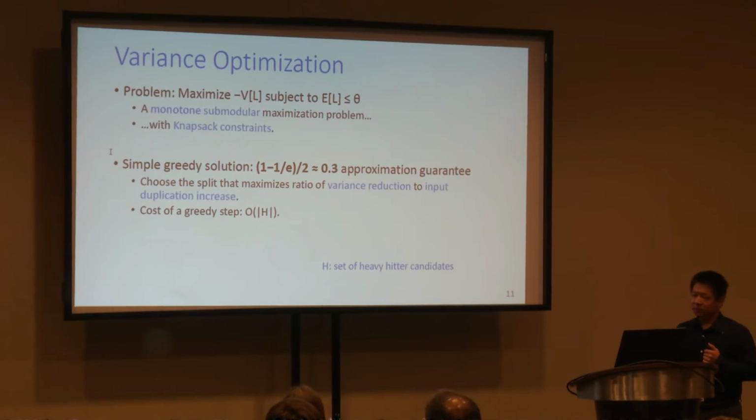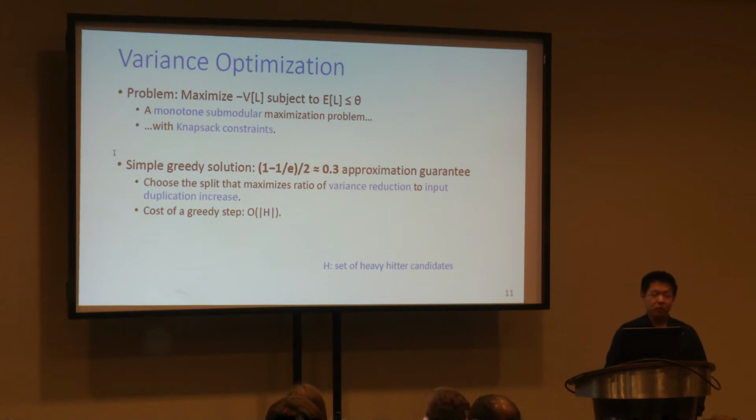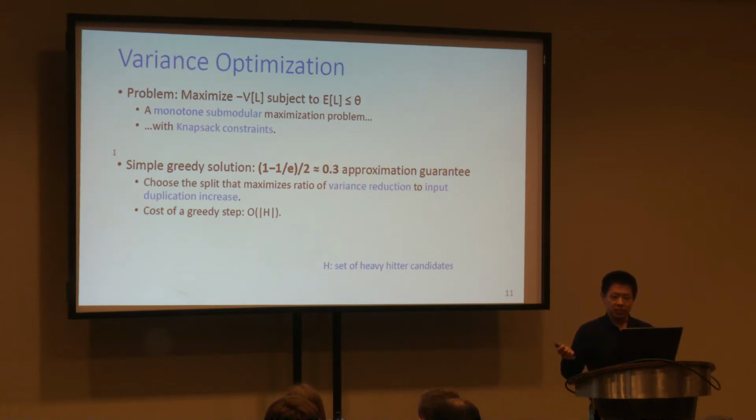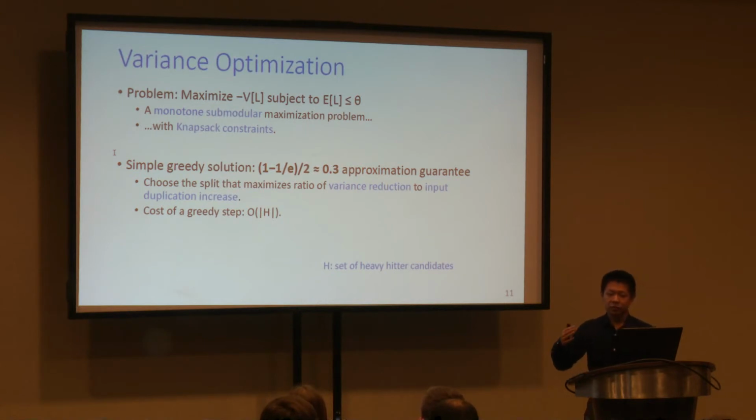These two nice properties turn this problem into a monotone submodular maximization problem with knapsack constraints. For this type of problem, we have a simple greedy solution, which has a small constant factor approximation guarantee. It's a greedy solution. In each step, it makes a greedy choice by maximizing the ratio between variance reduction and the input duplication increase.